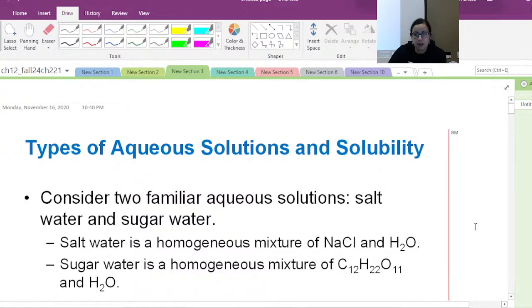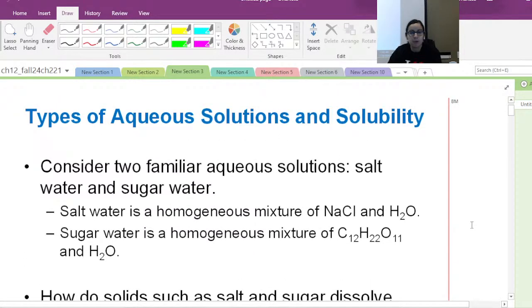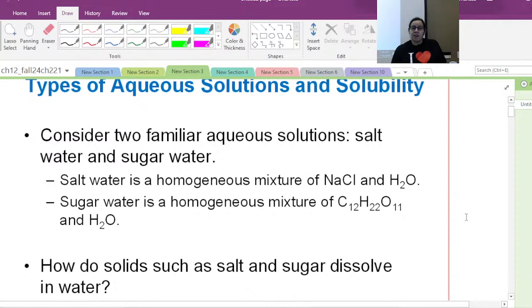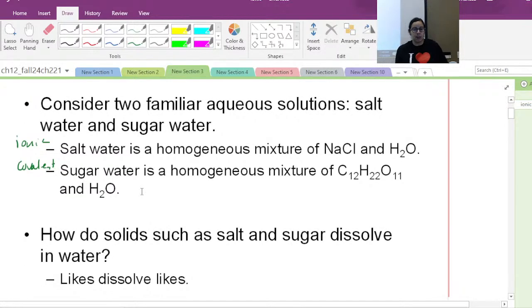All right, so now we can get into types of aqueous solutions. Again, we're thinking of salt versus sugar. What's the big difference again between salt and sugar? Just thinking really, really basic, what type of compounds are they? One's ionic, one's covalent. Exactly. So salt is ionic, and sugar is covalent. So that's already a difference right there.